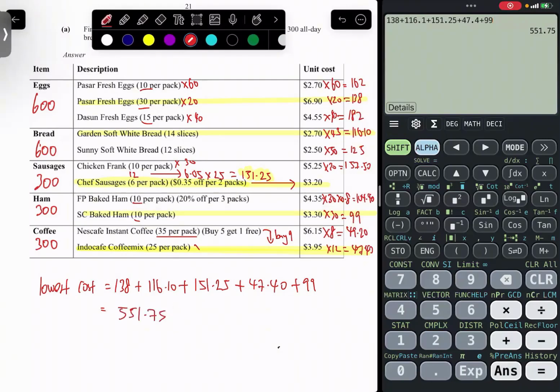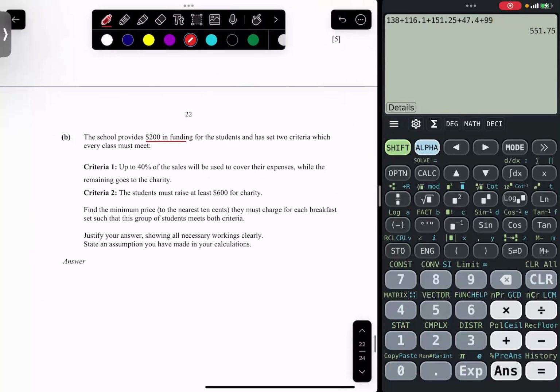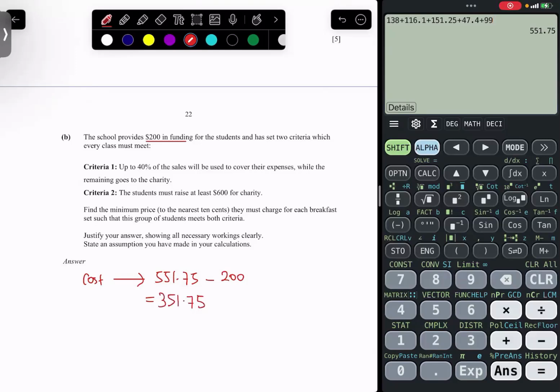This is cost. Now the school provides $200 in funding, and has set 2 criteria which every class must meet. So our total cost is 551.75. But the school sponsors $200. So that means we need to get back 351.75. Either this is 40% of our sales, or the students must raise at least $600.